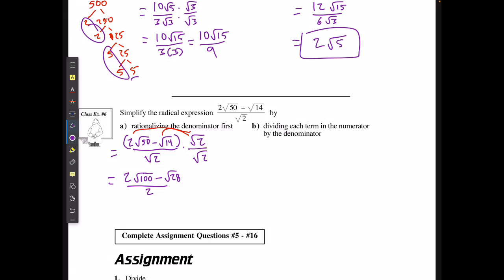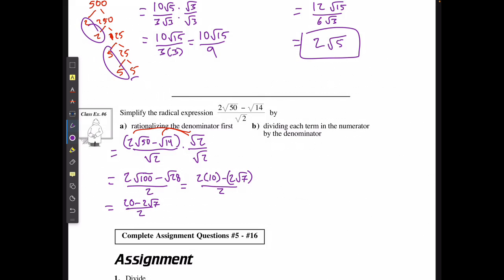I can simplify what I have here. This is going to be 2 and the square root of 100 is just 10, minus the square root of 28 is going to be the same as 2 root 7, all divided by 2, or 20 minus 2 root 7, all divided by 2.